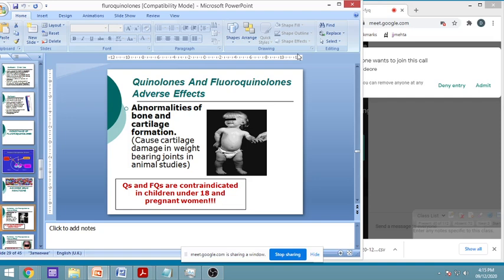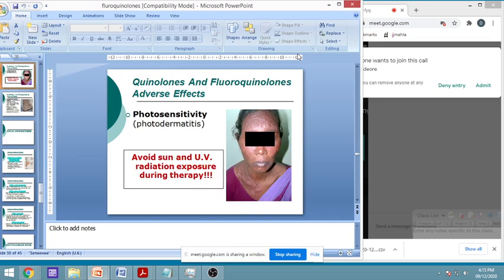Then adverse reactions. It causes abnormality of bone and cartilage formation. It causes cartilage damage in weight-bearing joints. It has been found in animal studies. It is contraindicated in children under age 18 and pregnant women. Because of this reason, they are not allowed. Then it causes photosensitivity.